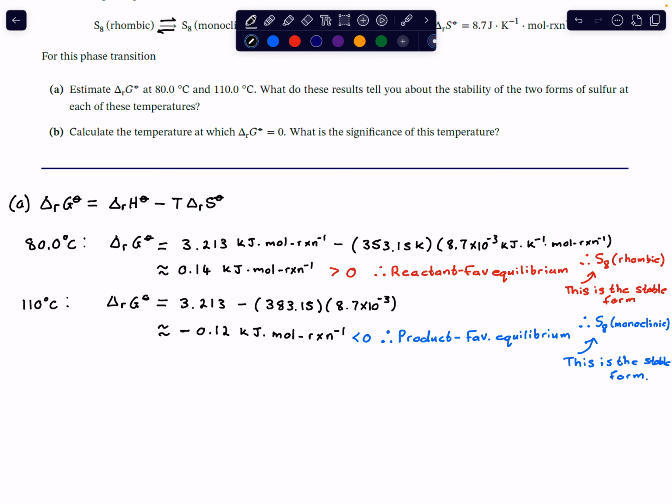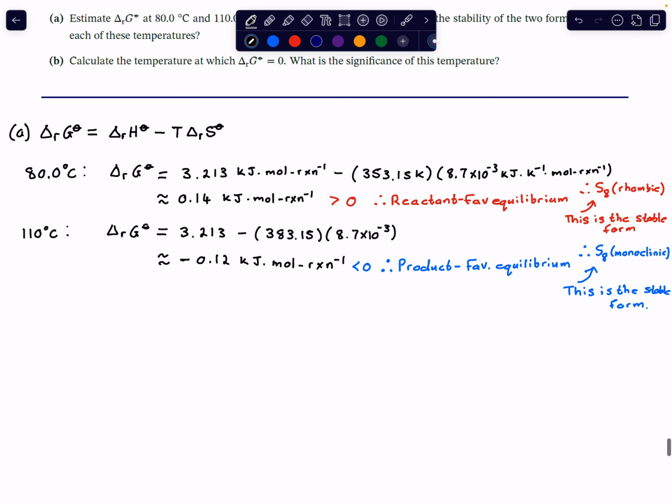All right, so now keeping this in mind of what this actually means, what does the in-between mean? So when it's not larger than 0 or less than 0, when it is 0, so calculate the temperature at which the Gibbs energy is equal to 0. So when the standard Gibbs energy is equal to 0, that means our enthalpy of reaction minus T delta R S naught is 0. That means we can solve for T and get that it is the enthalpy of reaction divided by the entropy of reaction.